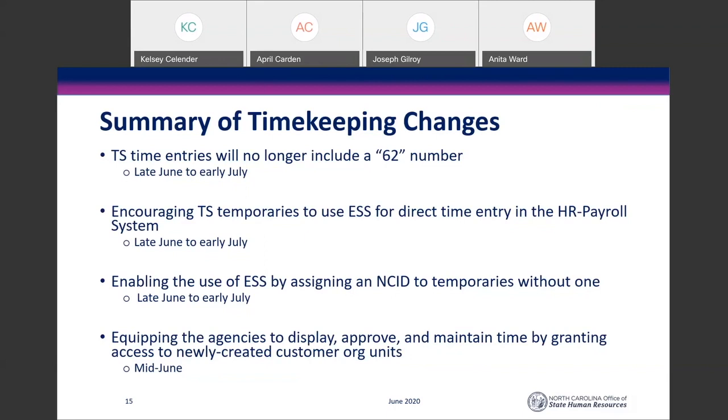Third, we're going to enable the use of ESS by assigning an NCID to any temporary without one. We've identified, again, 100 to 200 current Temp Solutions temps that do not have an NCID. We're going to create those accounts and pay for them. If during the course of that temporary's employment, y'all want to give that person an email address, you will have to take on their NCID account. So that'll obviously come at the monthly cost. But if an email address is not needed, we'll be happy to maintain that account for them. That is going to happen in late June to early July, and it's actually going to coincide with the previous communication about keying time into ESS.